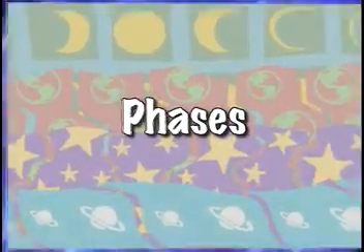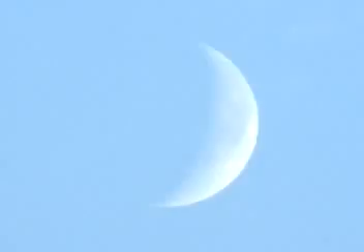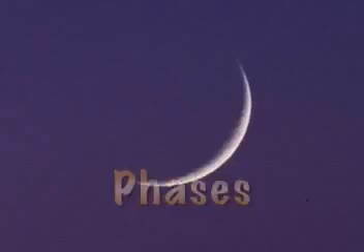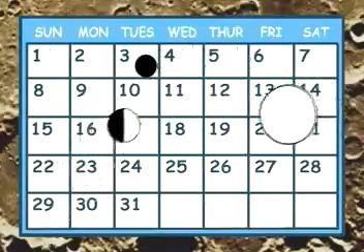Phases. When we look at the moon in the sky, it seems to have a different shape each night. All the different shapes together are called the phases of the moon. It takes nearly a month to see all the phases. The moon seems to change shape because we see only the part that has sunlight shining or reflecting on it.